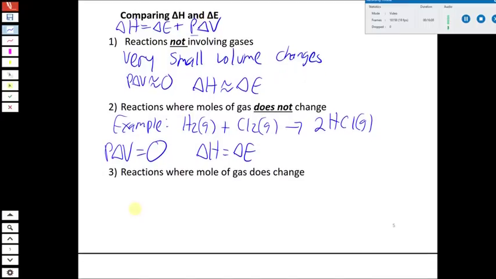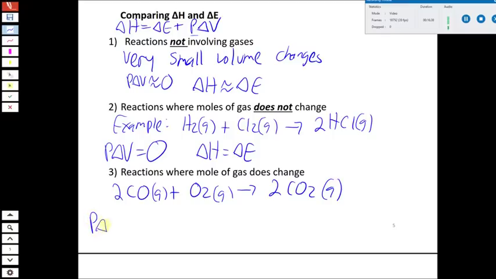Then if we have reactions where moles of gas do change, let's say we do the oxidation of carbon monoxide to carbon dioxide, so we have 2 carbon monoxide plus O2 gas, making 2 CO2. In this equation, we have 3 moles of gas on the reactant side, 2 moles of CO plus 1 mole of O2. On the product side, we have 2 moles of gas, 2 moles of CO2. So the number of moles of gas is not the same on both sides of the equation. That means in this case, the P delta V term will not be equal to 0, which means this is the one situation where delta E and delta H definitely won't be the same as each other.